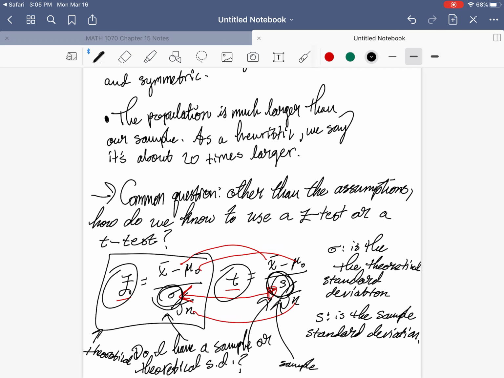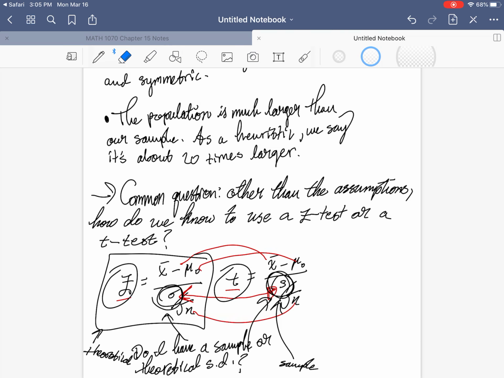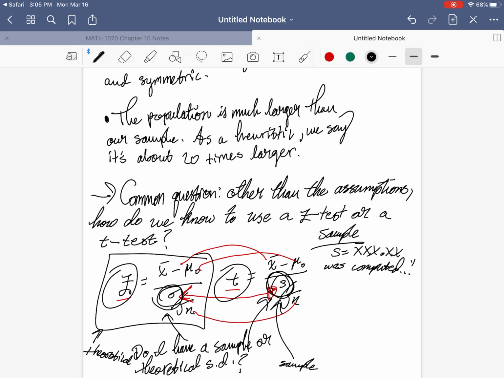Now, you might say, well, how am I going to know if there's a theoretical or a sample? And I'll give you just a few examples. For a sample, it'll say s is equal to some number. It'll say was computed, because you compute the sample standard deviation, or it'll say something like the sample, and then it'll say standard deviation, again abbreviated as SD, and it'll trail off.